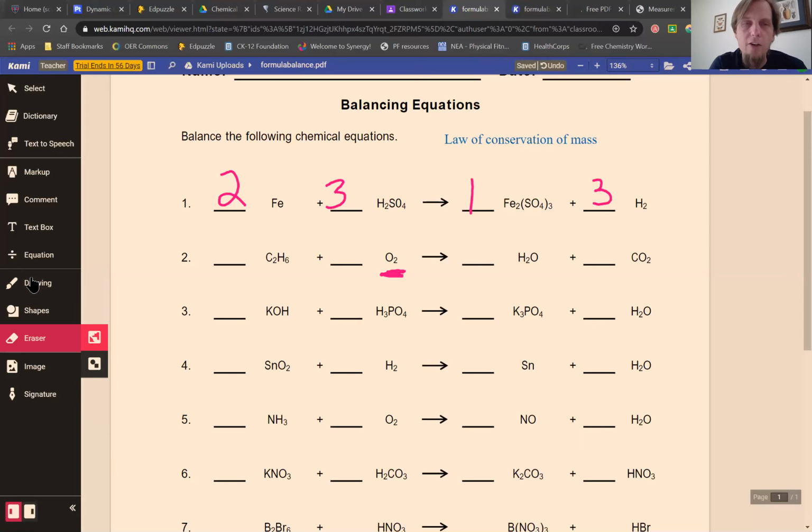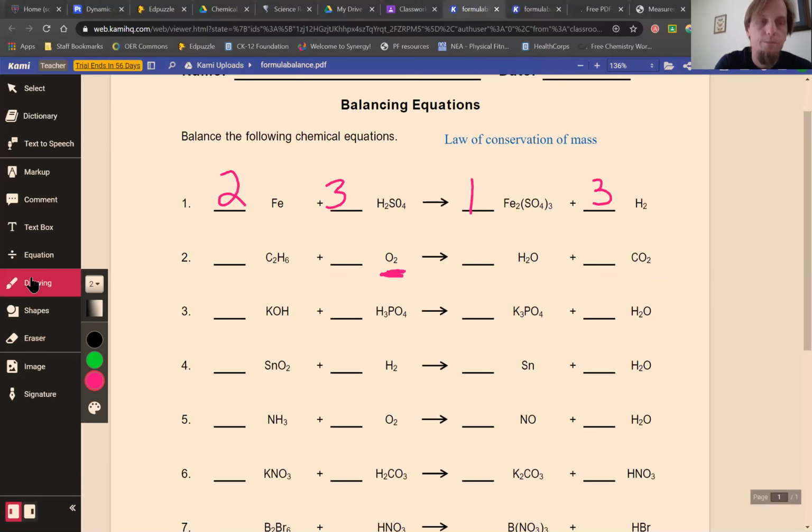So let's look at the kind of reaction this is. This reaction, we have C2H6 plus some amount of oxygen is going to yield or produce water and carbon dioxide. Okay, so we have water and carbon dioxide on the products, and then we have C2H6, a hydrocarbon, with oxygen on the left side, or what we call the reactants.